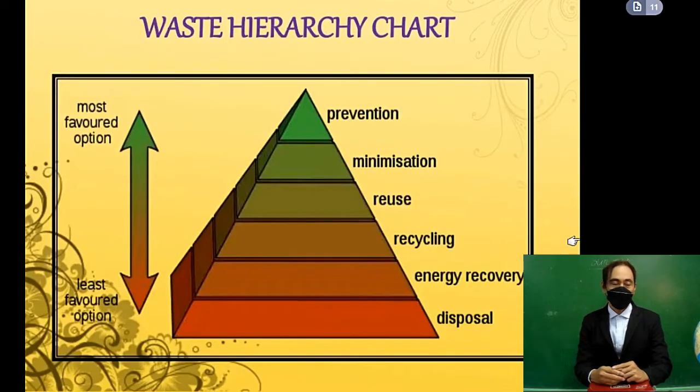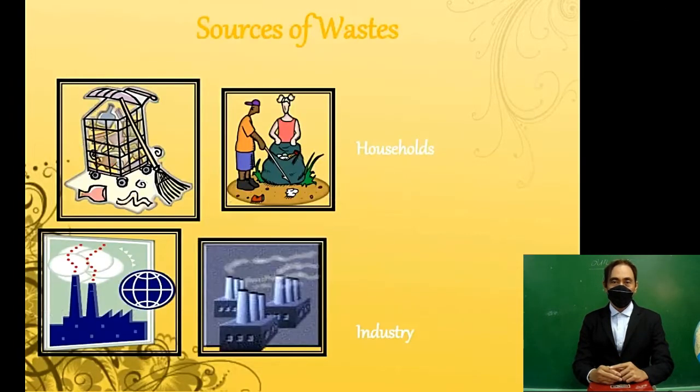The waste hierarchy chart. On top is the most favored option, and in the bottom is the least favored option. On top is prevention, minimization, reuse in the middle, and recycling, and energy recovery and disposal. That's the hierarchy chart of waste management.